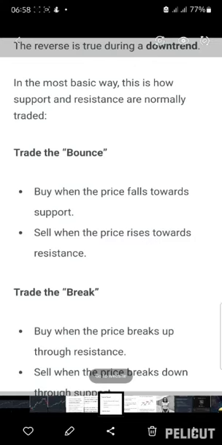Buy, sell. So trading the break means you buy when the price breaks up through resistance, then sell when the price breaks down through support. So I hope with this explanation you've understood everything that I had to say.